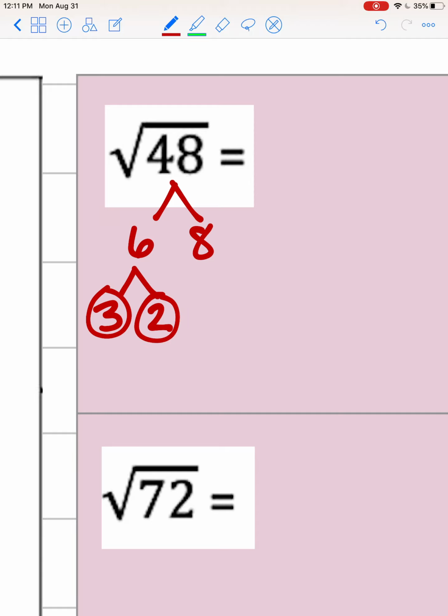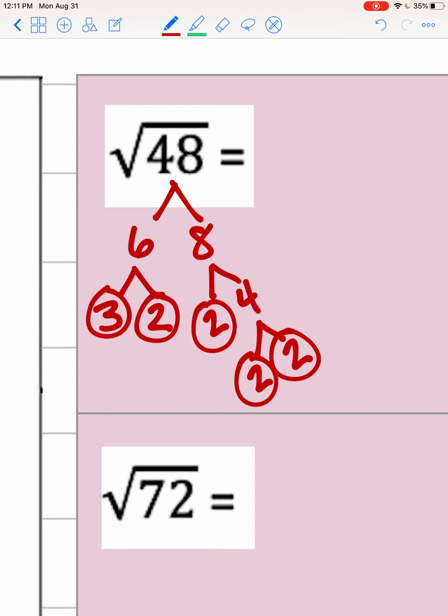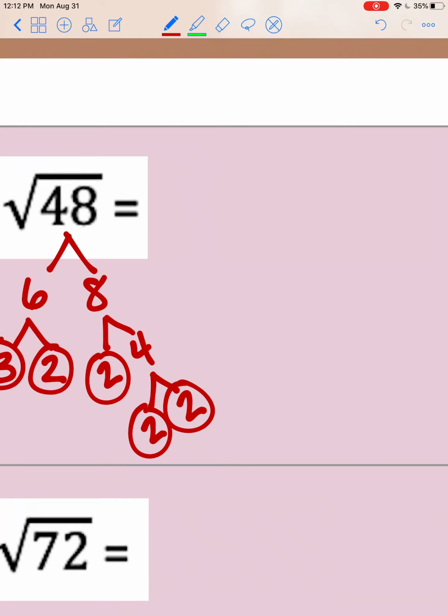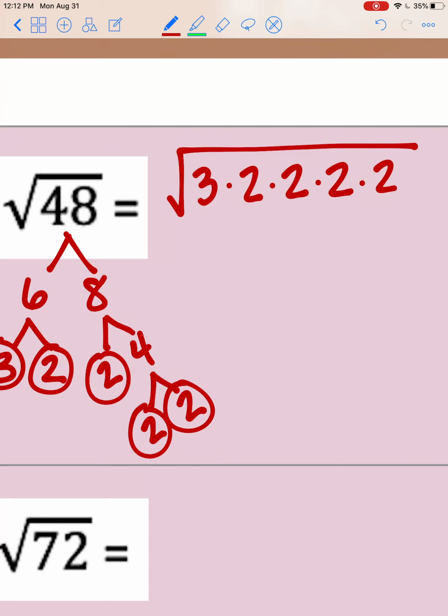I like to circle my prime numbers because that tells me I'm done with that. It's stopped. I don't have to worry about my tree anymore there. 8, I can break down into 2 and 4. 2 is prime, but 4 is not. So let's break that down into 2 and 2. All of those are prime. So I'm going to take all 5 of my circled numbers and put them under the radical. I like to group mine. So I have a 3 and then I have 4 2s.